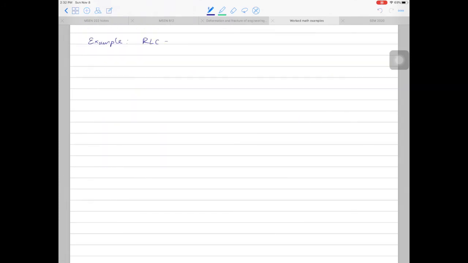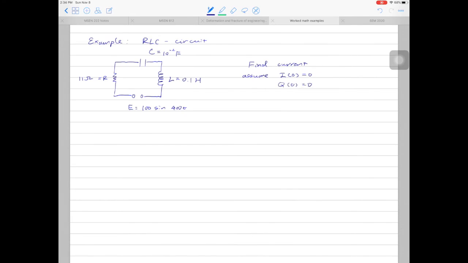Let's look at one example from the RLC circuit. Assume the capacitance is 10 to the minus 2 Farad, the inductance is 0.1 Henry, the resistance is 11 ohms, and the external voltage is 100 sine 400t. Find the current, assuming that I naught is equal to 0 and Q naught is also equal to 0.